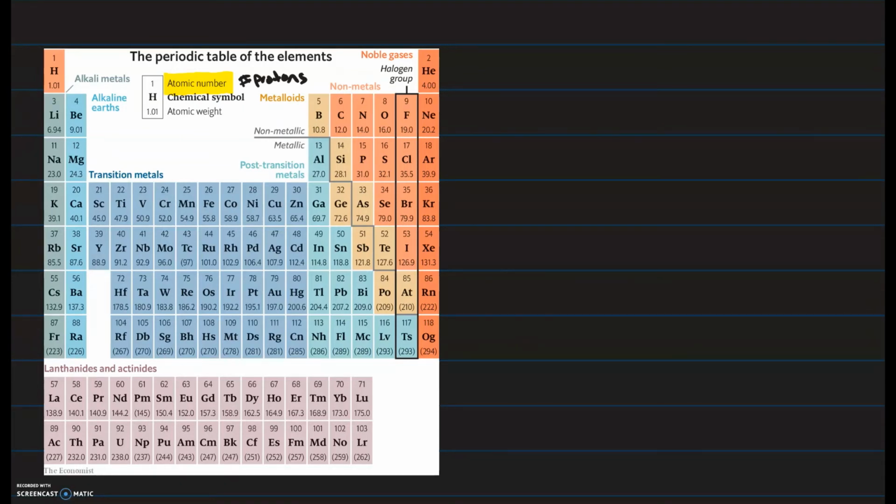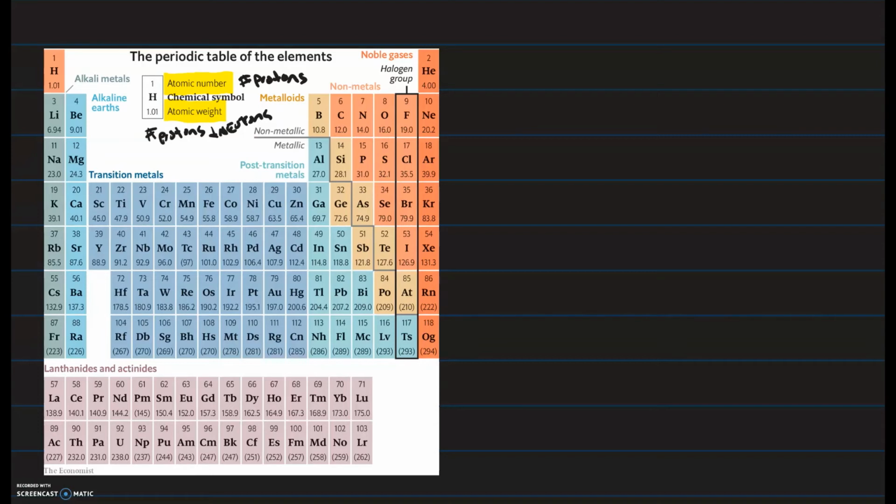Now also, there's a second thing that we like to look at, and it's the bottom number, and that is the atomic weight. Now, the atomic weight consists of the total number of protons and neutrons within an atom. This is extremely helpful, as from understanding the number of protons shown from the top number and comparing it with the atomic weight from the bottom number, we're able to determine how many neutrons are within an atom as well.